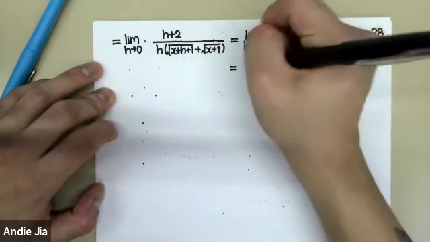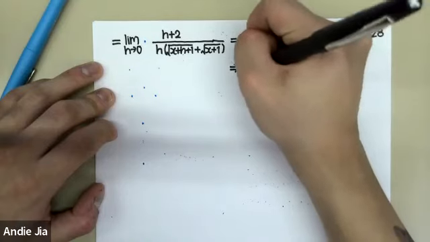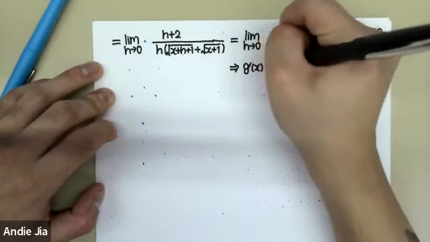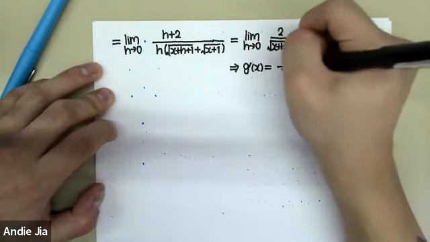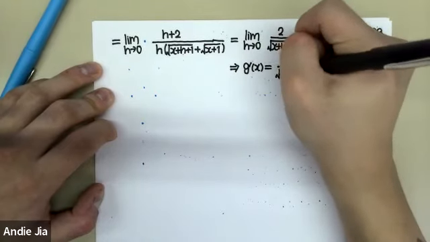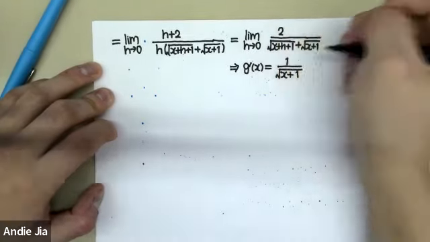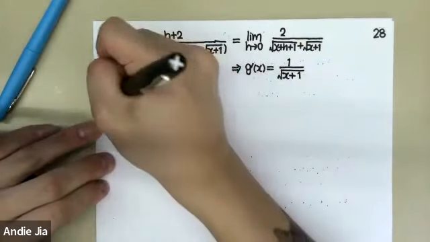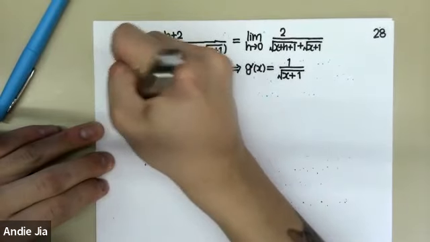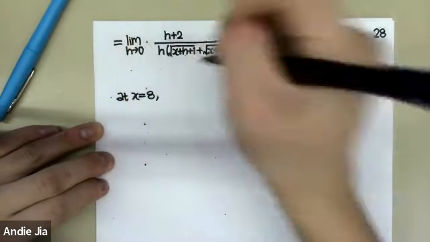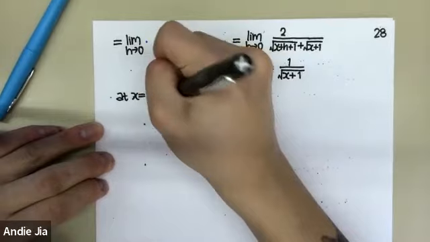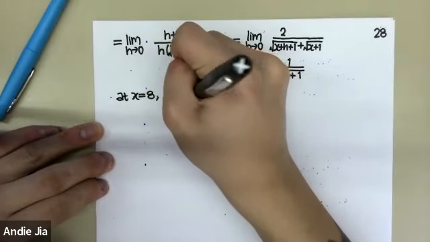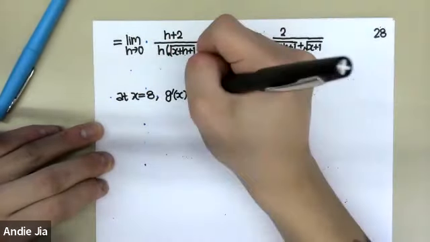It's just going to be g prime of x, which is 1 over the radical of x plus 1. That's the answer. Oh crap. So at x equal to 8, g prime of x is 1 over 3.